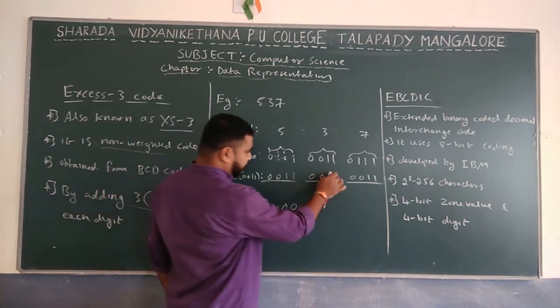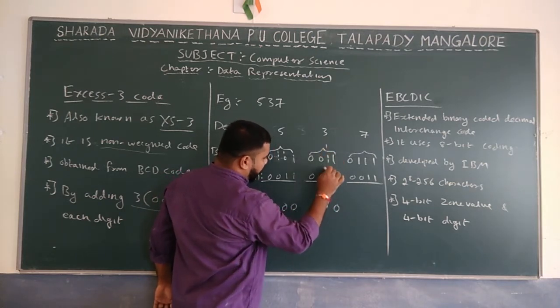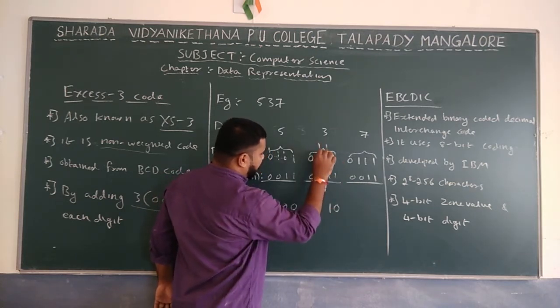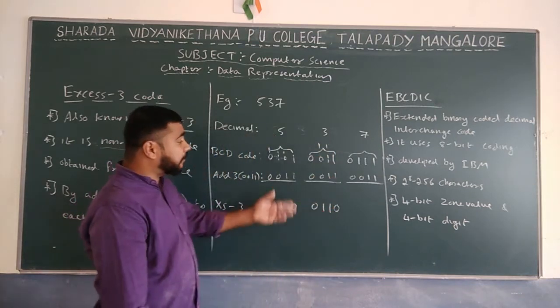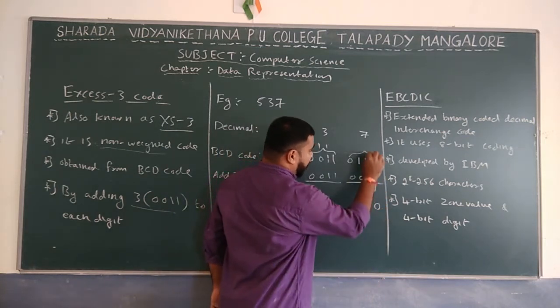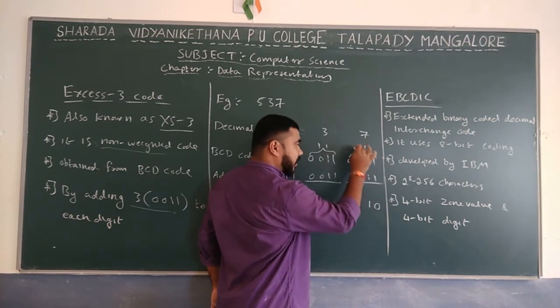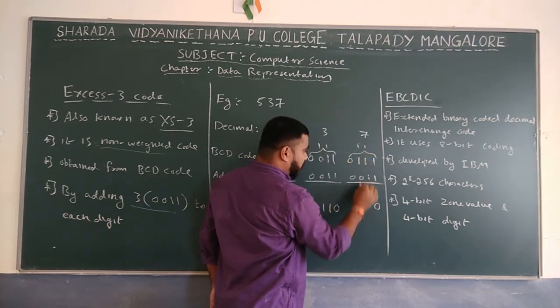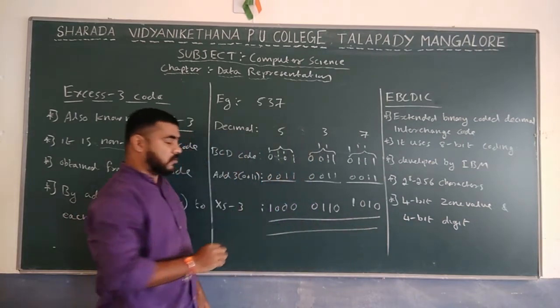So next number. 1 plus 1 is 0, 1 is the carry. 1 plus 1 plus 1 is 1, 1 is the carry. 1 plus 0 plus 0 is 1, and then 0. The next number: 1 plus 1 is 0, 1 is the carry. 1 plus 1 plus 1 is 1, 1 is the carry. 1 plus 1 plus 0 is 0, 1 is the carry. So this will be the excess 3 code.